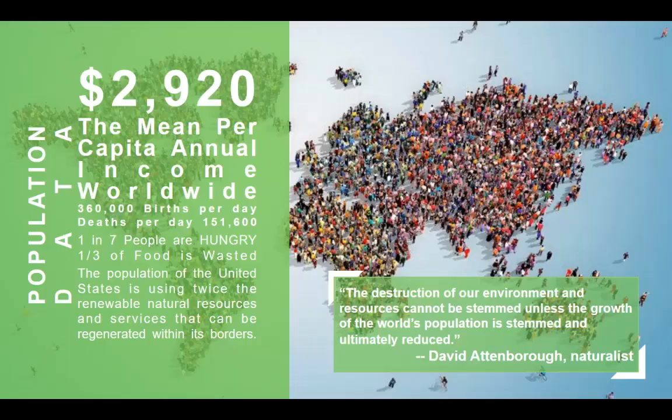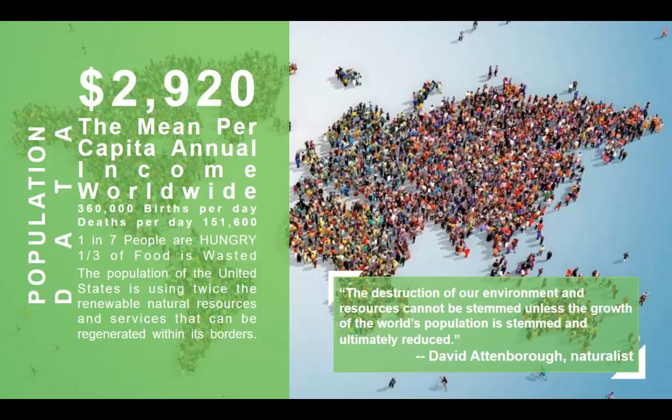Well, I want to throw some numbers at you. The mean per capita annual income worldwide is $2,920. That's it. That's annual. That's for an entire year. And at the same time, you probably make more than that in your family for a year. I hope you do. But what does that mean in these other countries or other places where that's the amount of money that they make?